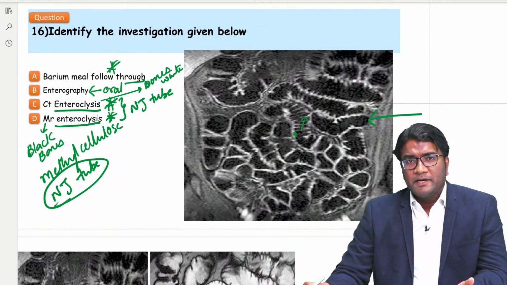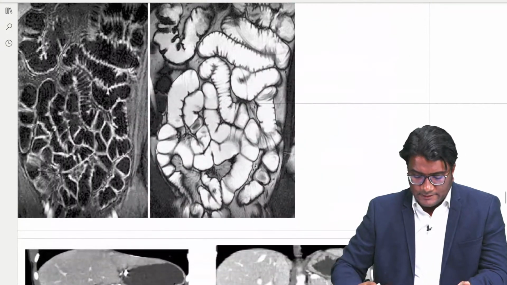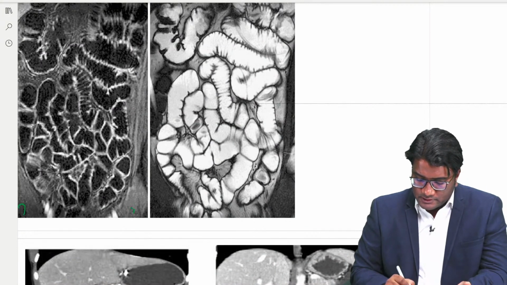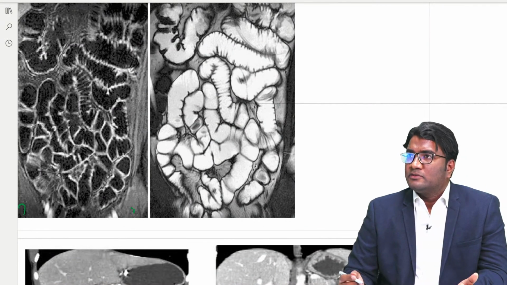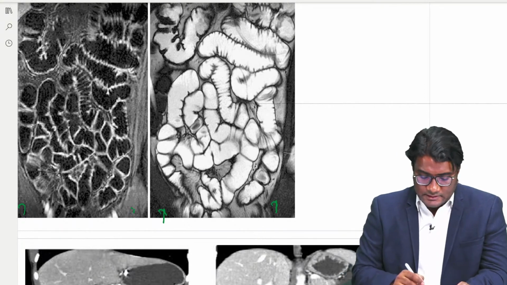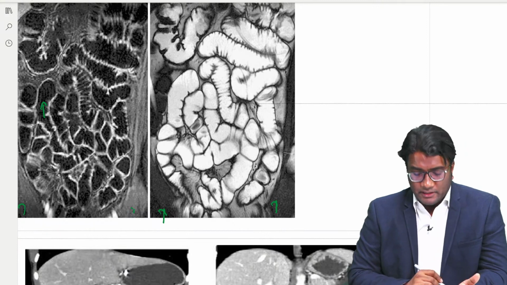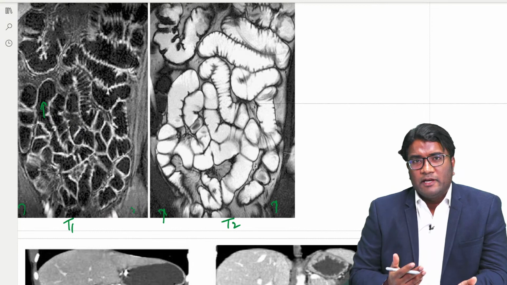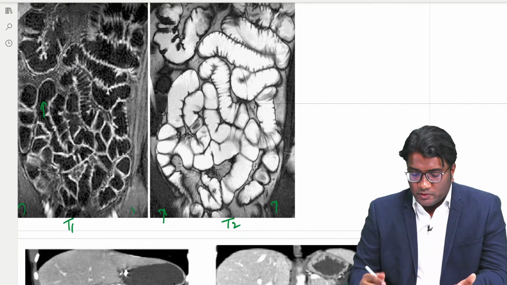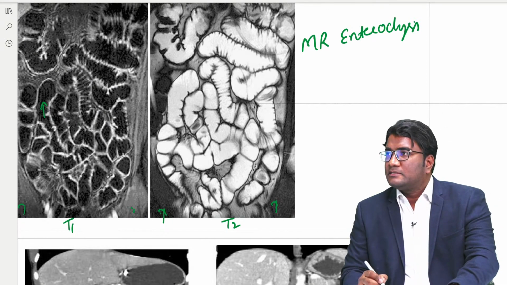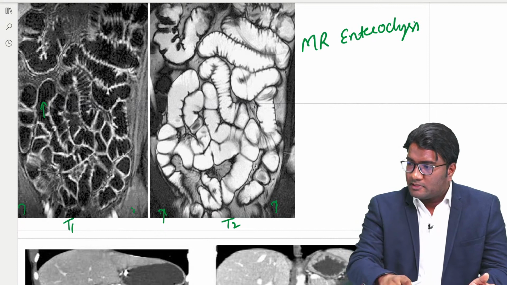This is your MR enteroclysis. You can see here the bones appear black, all the bones appear black. So you can see the fluid, the luminal fluid, whether it is T1 or T2: the fluid will appear dark on T1 and white on T2. So this is how you have your MR enteroclysis.